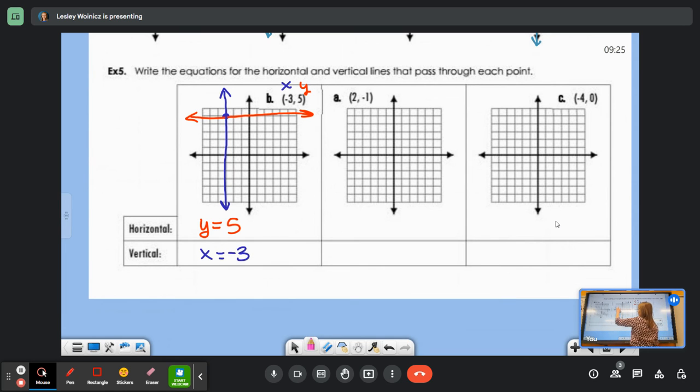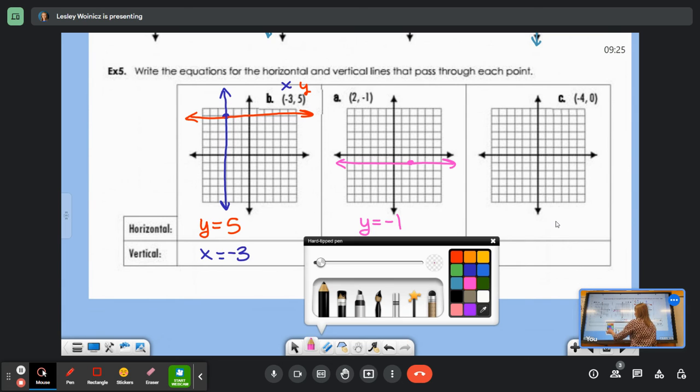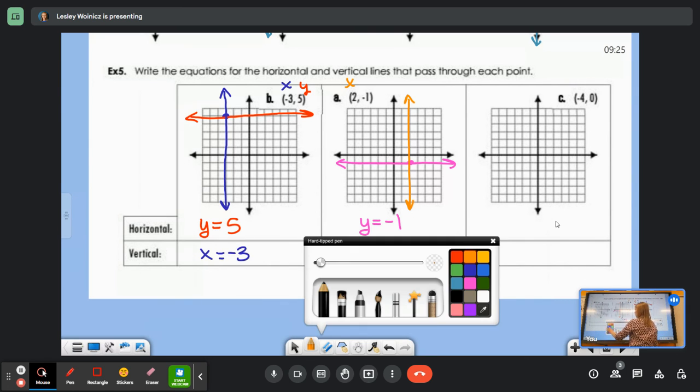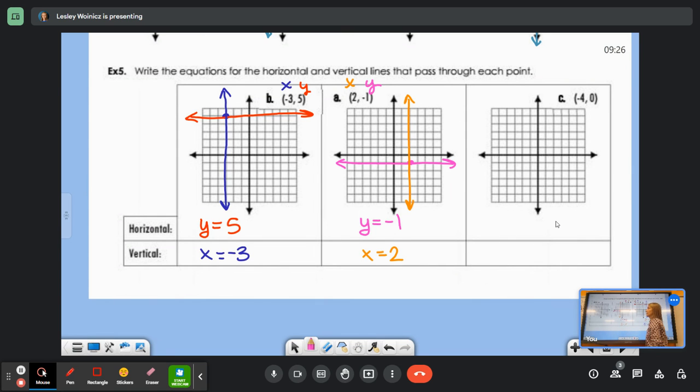All right, let's look at another one. 2, negative 1. All right, we want the horizontal line. X or y equals? Y equals negative 1. Good. Now I want the vertical line. X or y? X equals 2. Notice that the x and y match the coordinates of my point. My x was 2, and my y was negative 1. All right, do the last one.